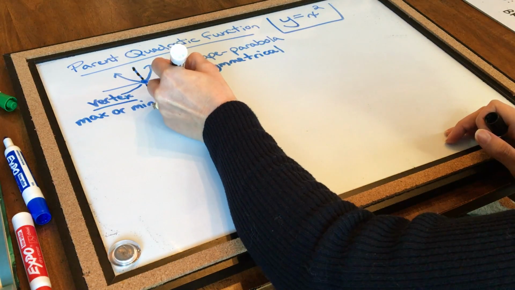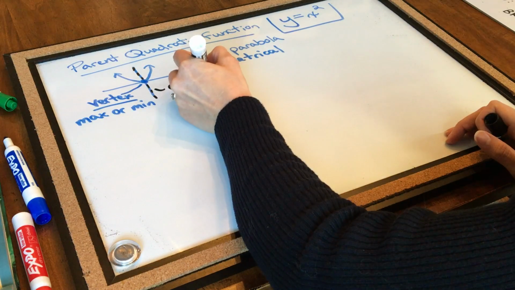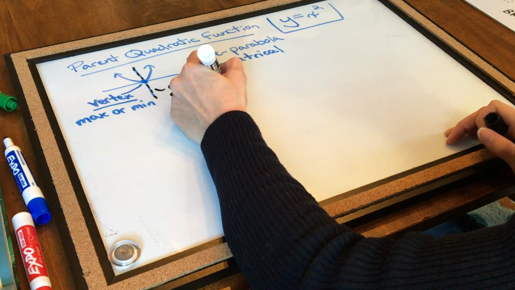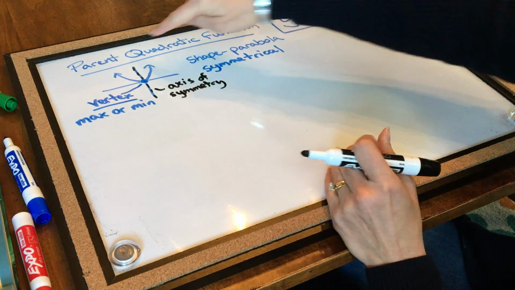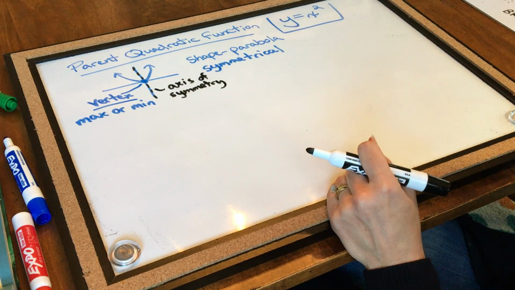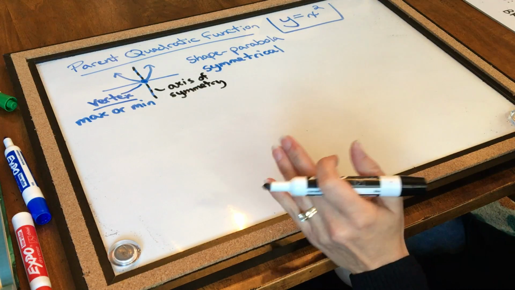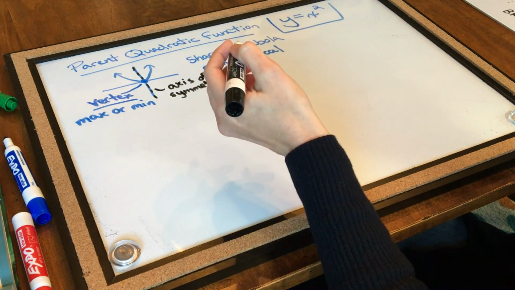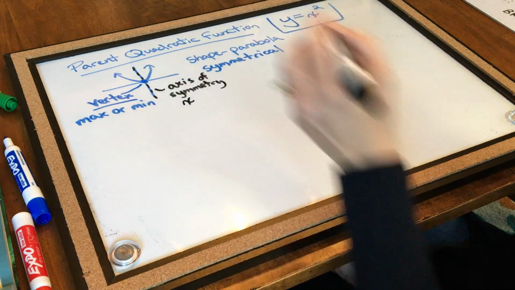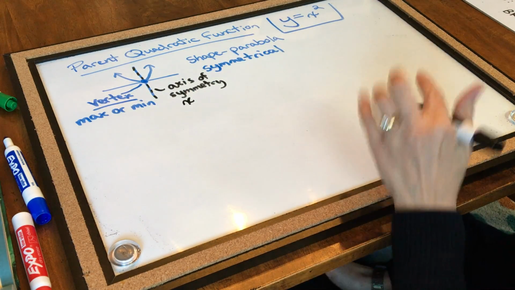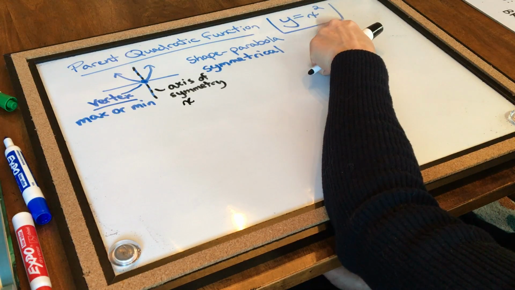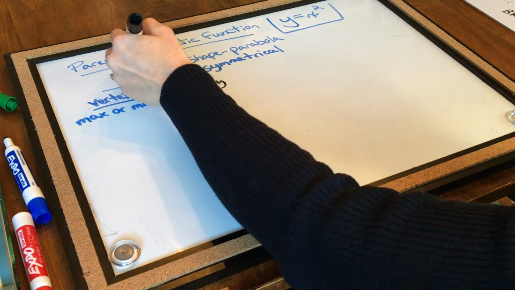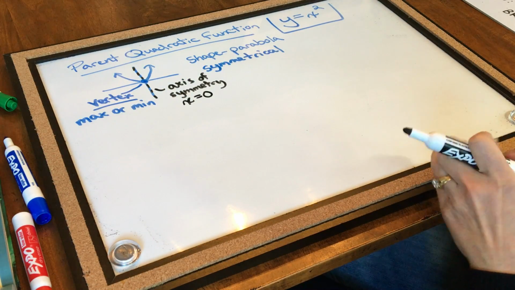A parabola always has an axis of symmetry. So there's always a line that runs down the parabola exactly symmetrical, and the line of symmetry is always a vertical line. So it's always going to be vertical, and it's an x line. In this particular case, the axis of symmetry for the parent function is x equals 0 because it runs along this axis here.